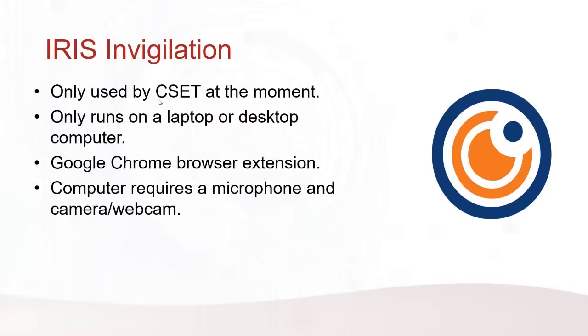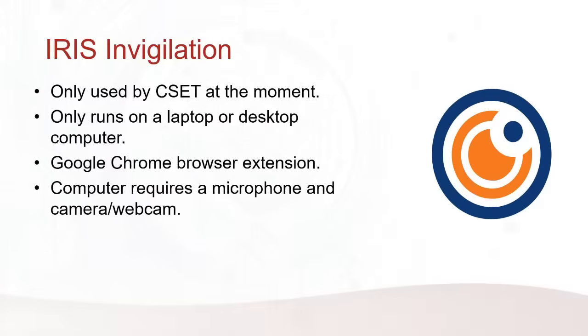So we're going to look at how to set it up and then how it works. Now, just remember, with this one, you do need Microsoft Edge or Google Chrome. It only works on those two browsers. There is a mobile version of Iris, but UNISA only uses the desktop or laptop version. And remember, the device you're using does need a working microphone and camera. So if you have a desktop device, you will need to buy a webcam for that device.